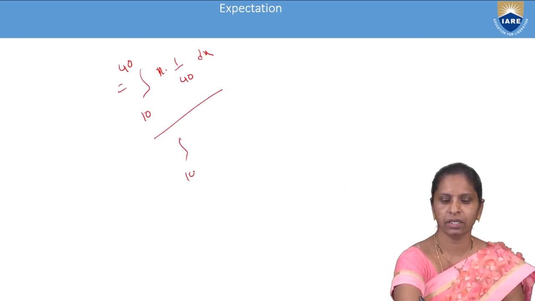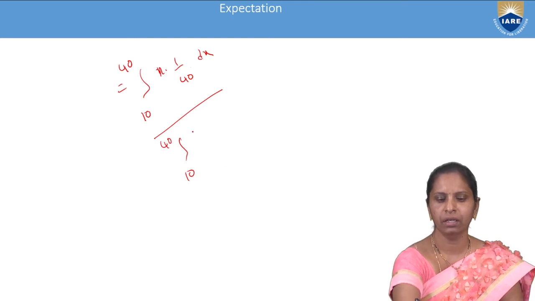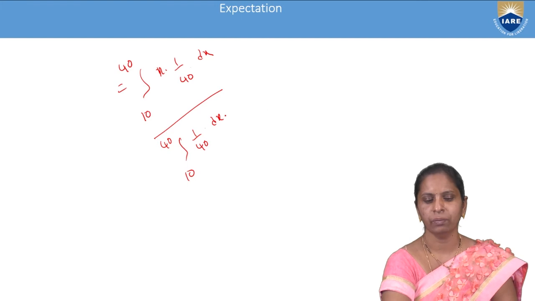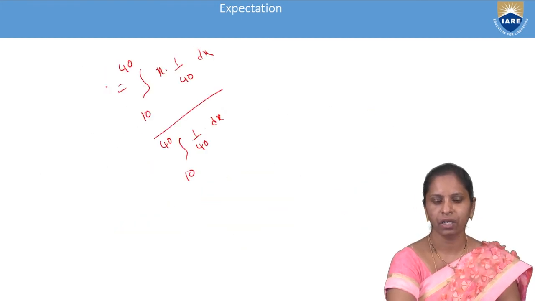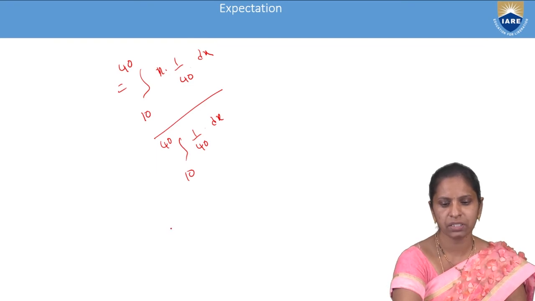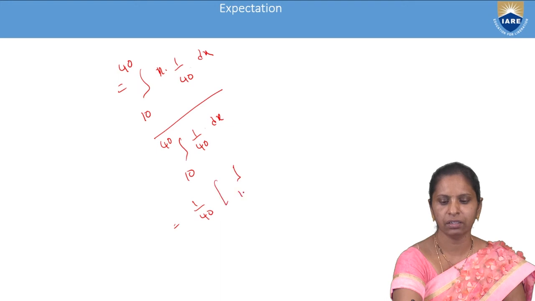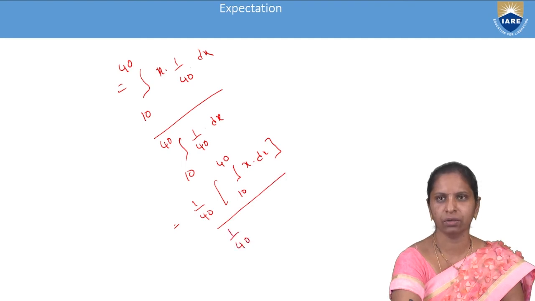So integration from 10 to the upper limit 40. The density function in this range is 1 by 40. When x is 10 to 40, what is the density function? 1 by 40. If I simplify this, 1 by 40 integration 10 to 40 of x dx, divided by 1 by 40, which is constant, integration 10 to 40 of 1 dx. So 1 by 40 will get cancelled.